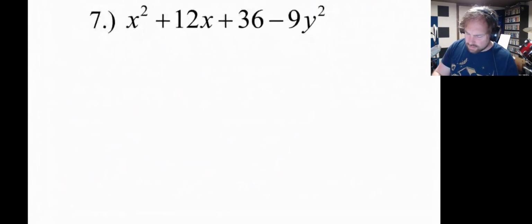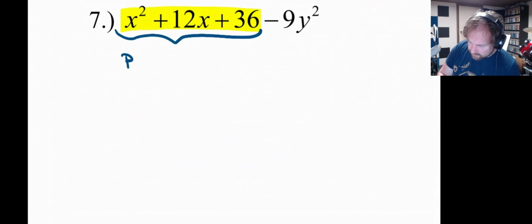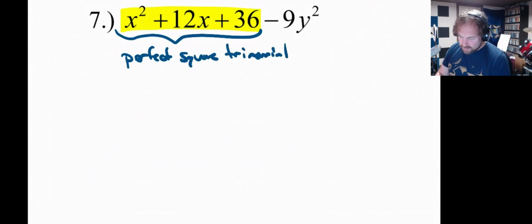I see. Okay, interesting. So take a look at these 3 right there. I think that's going to be the key to the problem. x squared plus 12x plus 36. I don't know if you recognize that or not, but this is what we in the hood call a perfect square trinomial. Meaning x squared plus 12x plus 36 can be factored into x plus 6 squared. That's x plus 6 times x plus 6.